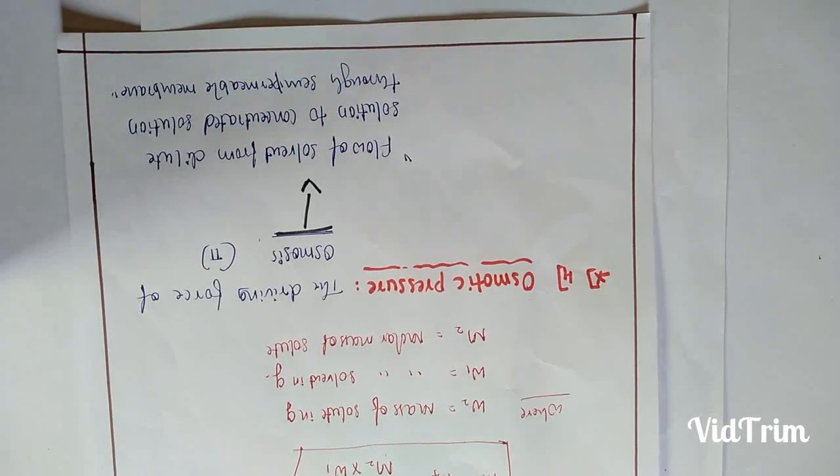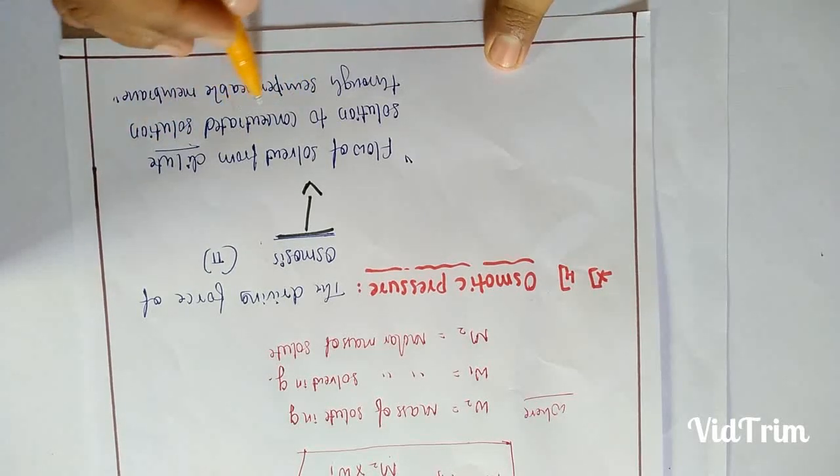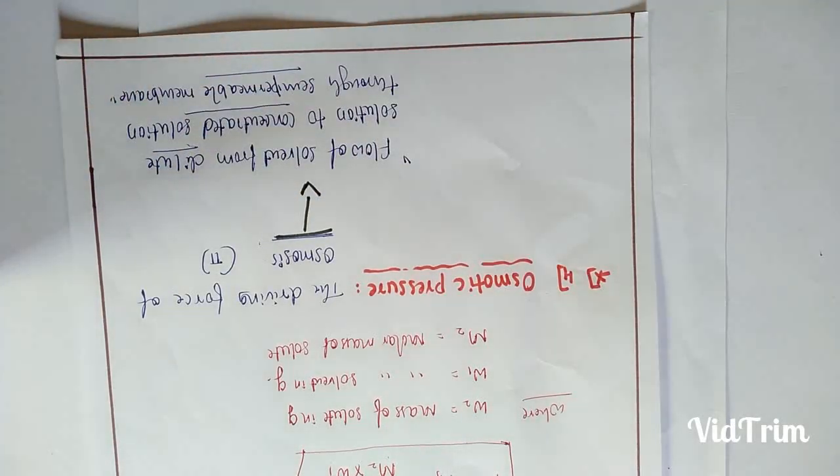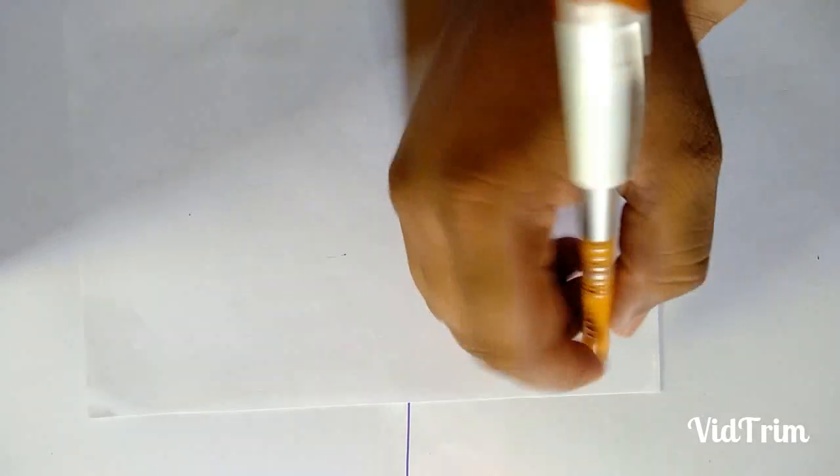What is osmosis? Okay, the flow of solvent molecule from a dilute solution to a concentrated solution through semi-permeable membrane is called osmosis. Okay, and here students, the application of osmotic pressure. Here osmotic pressure is used to determine the molar mass of proteins and polymers and other macromolecules.